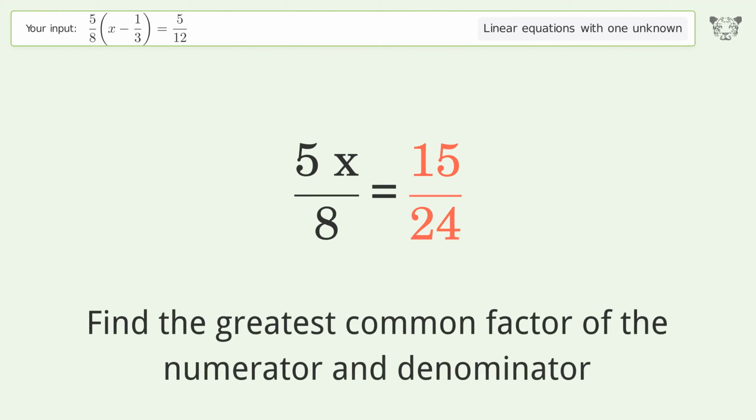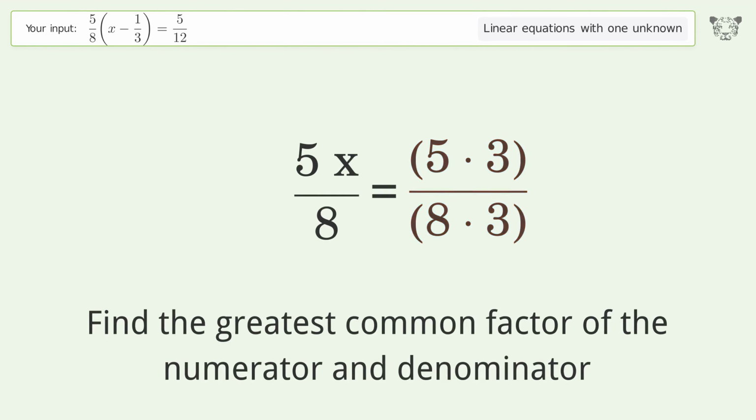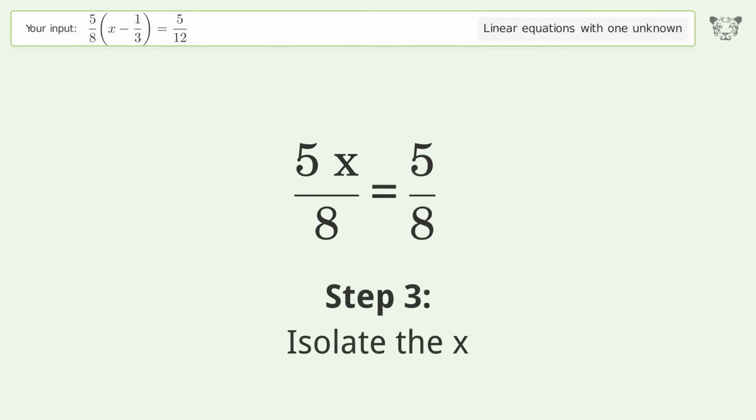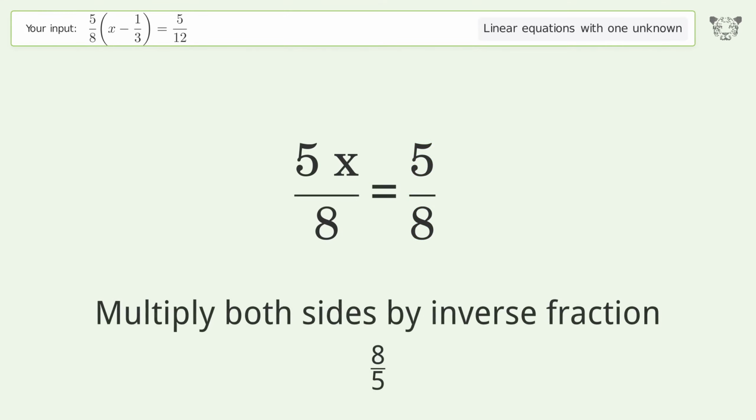Find the greatest common factor of the numerator and denominator. Factor out and cancel the greatest common factor. Isolate the x. Multiply both sides by inverse fraction 8/5.